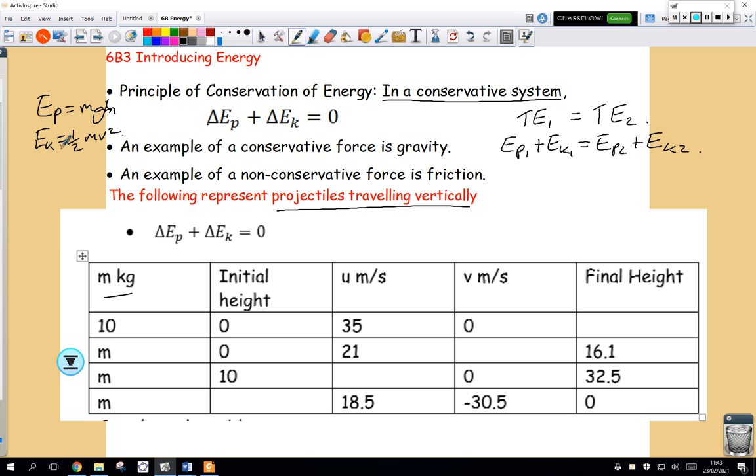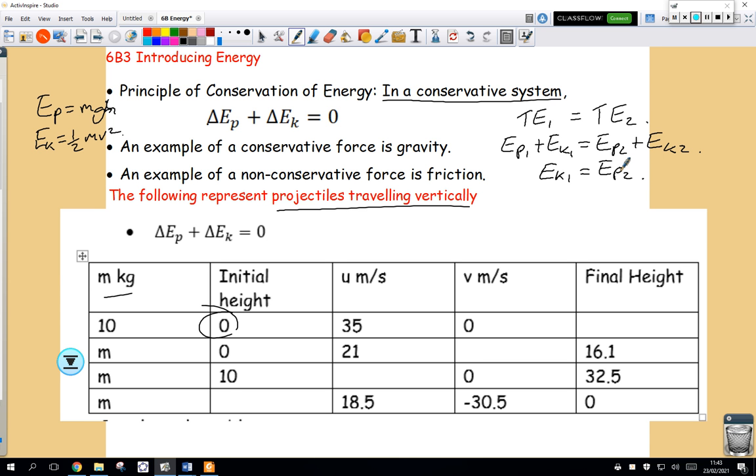Okay, so let's have a look at the first one. I'm noticing here in this first row that the height is 0. That's jumping out at me, which means in this case the potential energy at position 1 will be 0. So at position 1 all of its energy is kinetic. I'm also noticing that its final speed is 0, so that's at position 2. Its speed is 0, which means at position 2 all of its energy is potential. So the kinetic energy at position 1 must be equal to the potential energy at position 2. So what we have is a transfer of all the energy from being kinetic energy into potential energy.